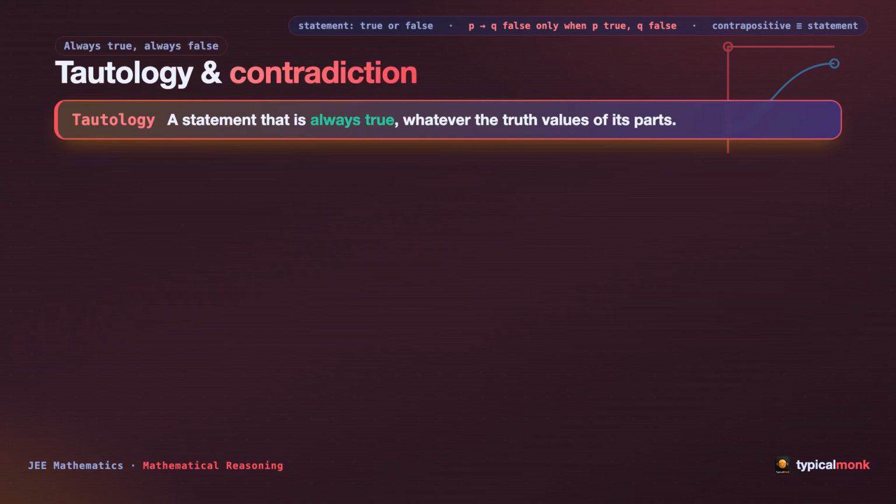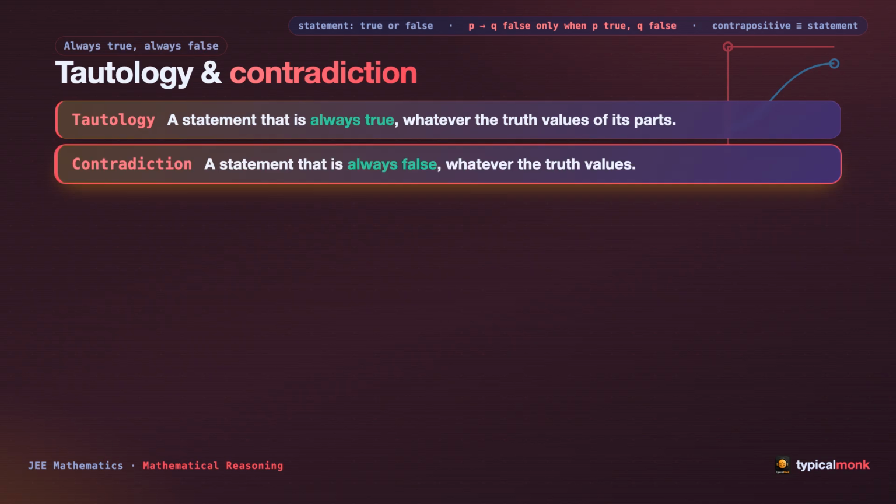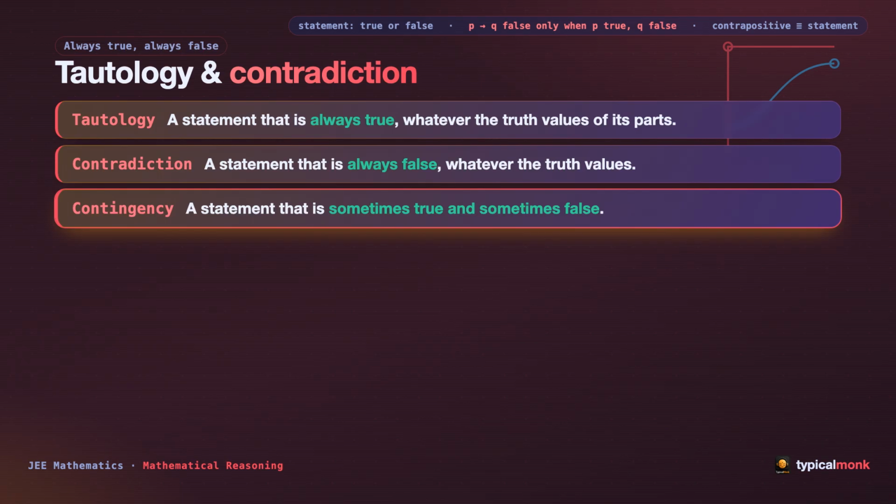Now three names for a statement's overall truth. Tautology, a statement that is always true, whatever the truth values of its parts. Contradiction, a statement that is always false, whatever the truth values. Contingency, a statement that is sometimes true and sometimes false.